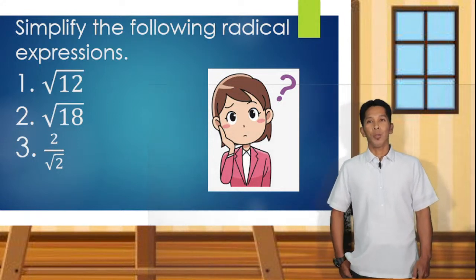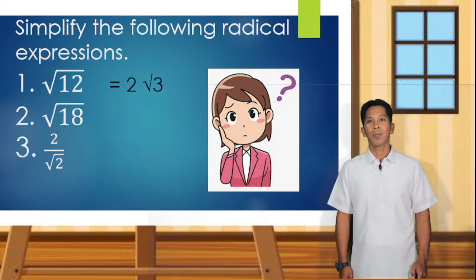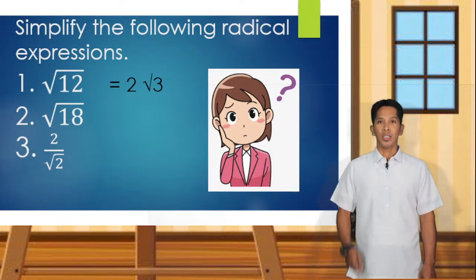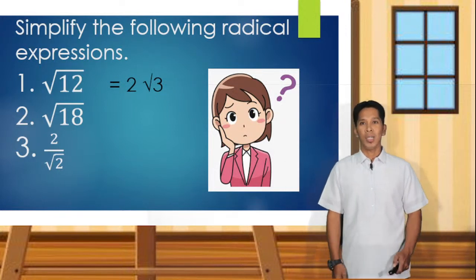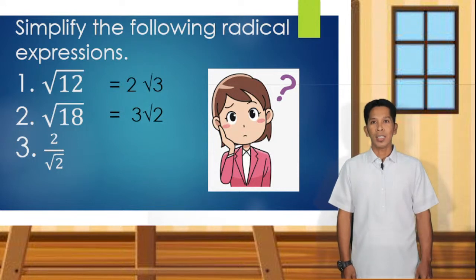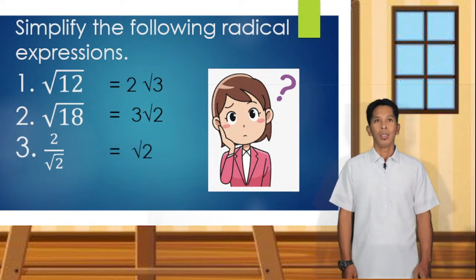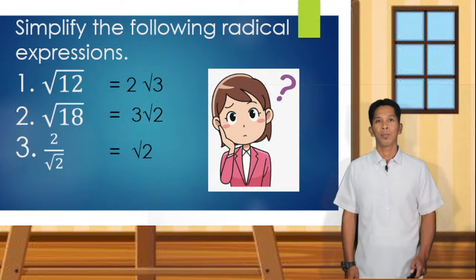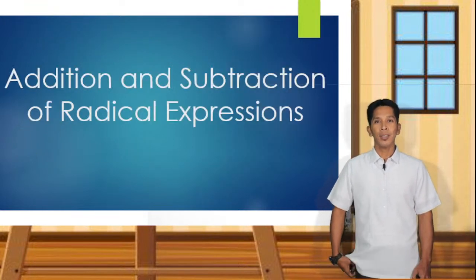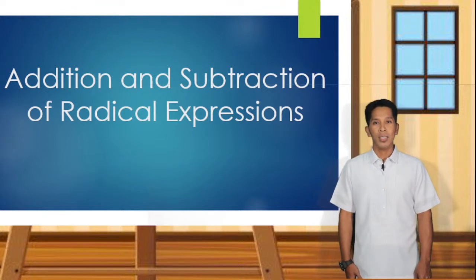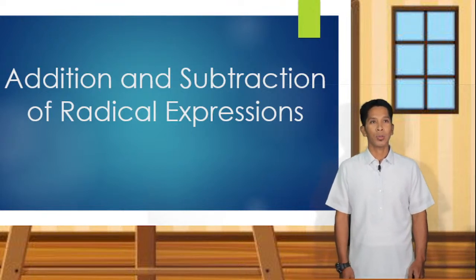Okay, if your answer in number 1 is 2 square root of 3, then you're correct. And in number 2, we have 3 square root of 2. And the last one will be square root of 2. So for this day, I'm going to discuss addition and subtraction of radical expressions.